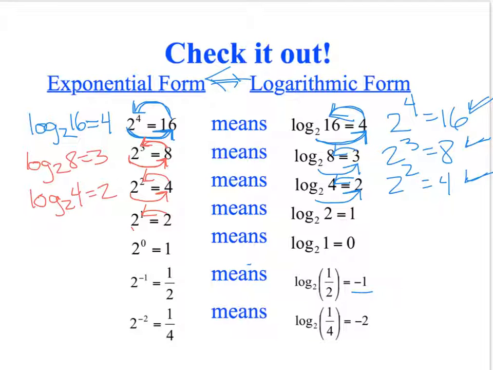So I'm going to stop this video here. We've covered converting between exponentials and logs and kind of an introduction to what logs are. This video is about 8 minutes, so I think that's good. We'll continue the rest of the lesson on new videos.